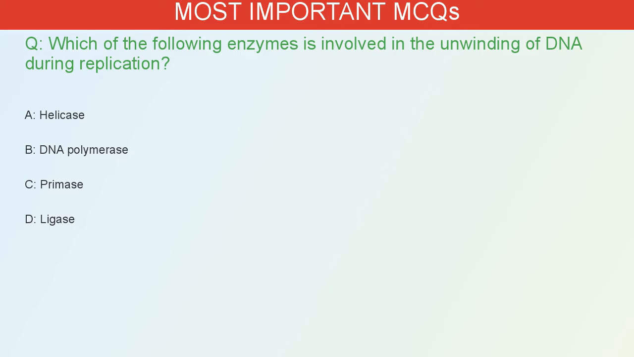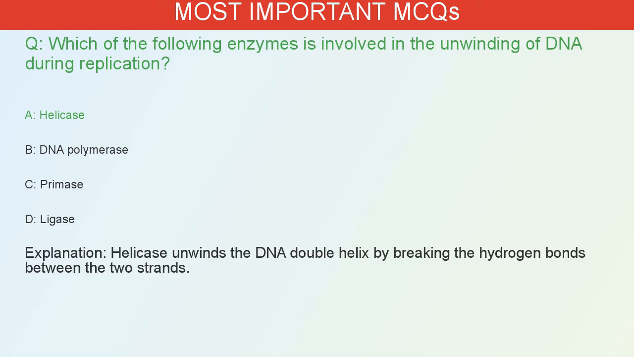Which of the following enzymes is involved in the unwinding of DNA during replication? A. Helicase. B. DNA polymerase. C. Primase. D. Ligase. The correct answer is A. Helicase unwinds the DNA double helix by breaking the hydrogen bonds between the two strands.